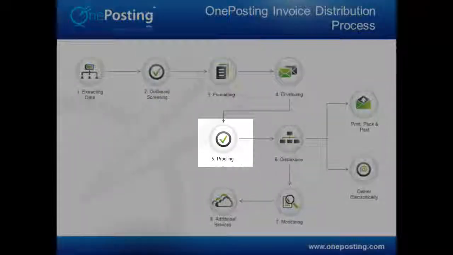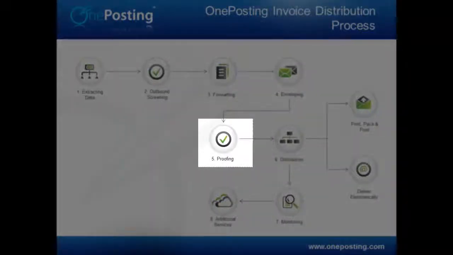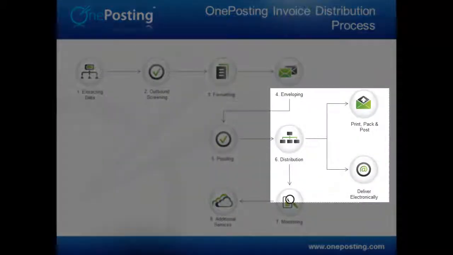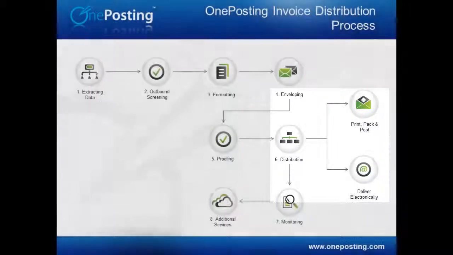The proofing stage allows you to preview documents before they are sent out. Many organizations turn this stage off as they do not need it. Distribution is where invoices are dispatched to customers electronically or via the physical mail. In this video, we focus on electronic distribution.